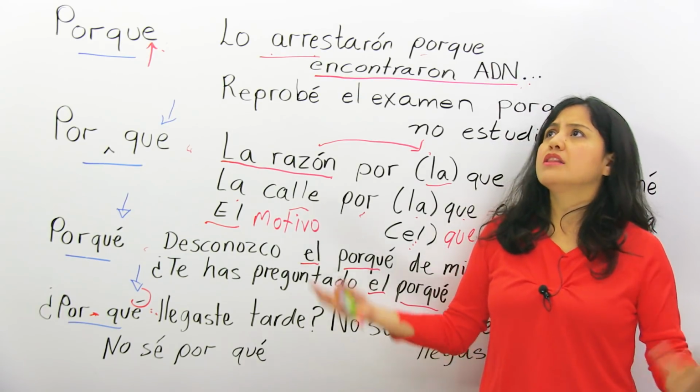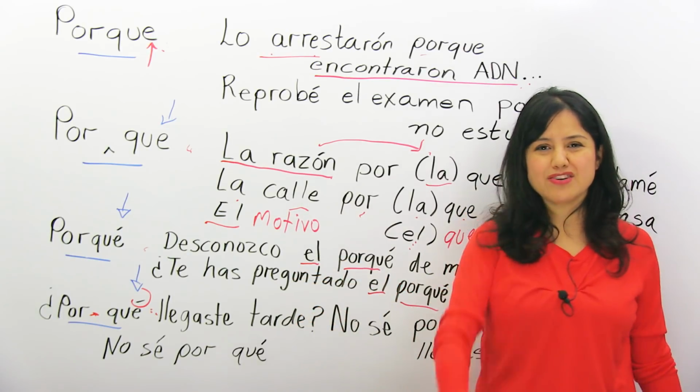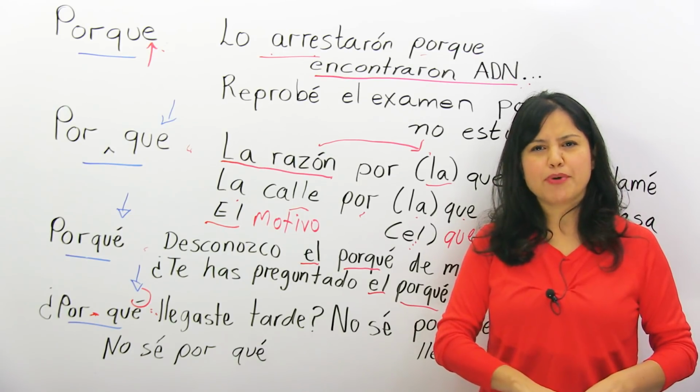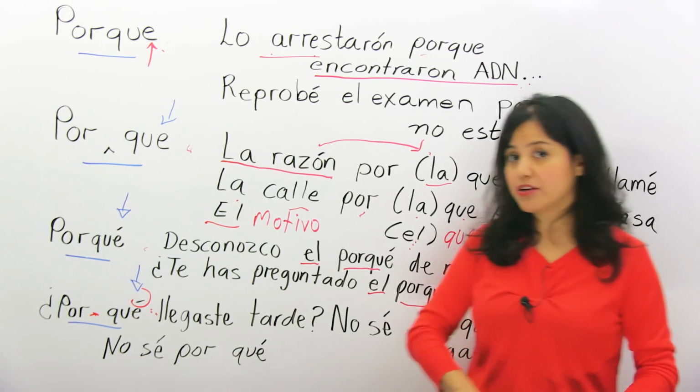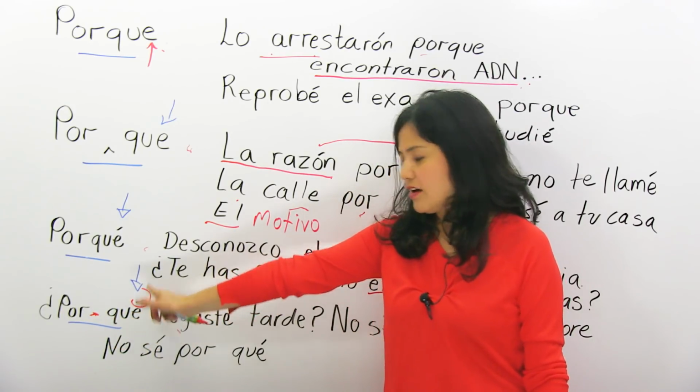I'm not saying the why of the things, the why of my existence. I'm asking you, why don't you take a shower? You stink, apestas. Say, ¿por qué no te bañas? How am I going to write it? Por, espacio, que, con acento.